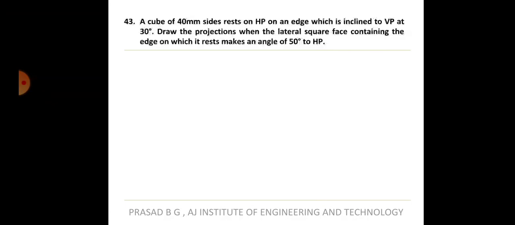A cube of 40 mm sides rests on HP on an edge, which is inclined to VP at 30 degrees. Draw the projections when the lateral face containing the edge on which it rests makes an angle of 50 degrees to HP. So that is the question. I have already explained what a cube is. So cube means all sides are equal.